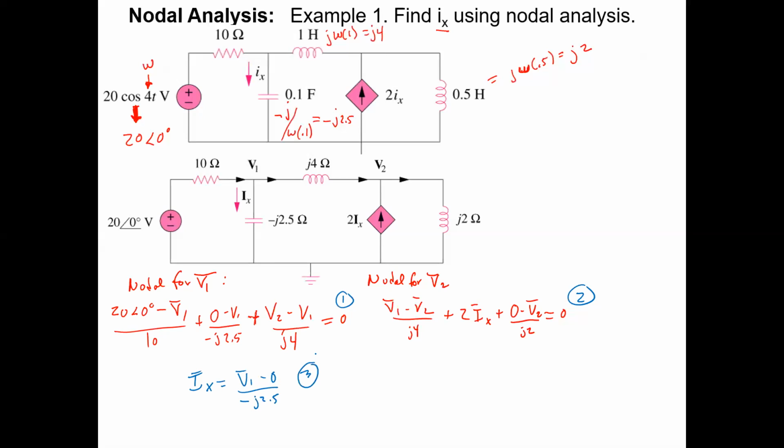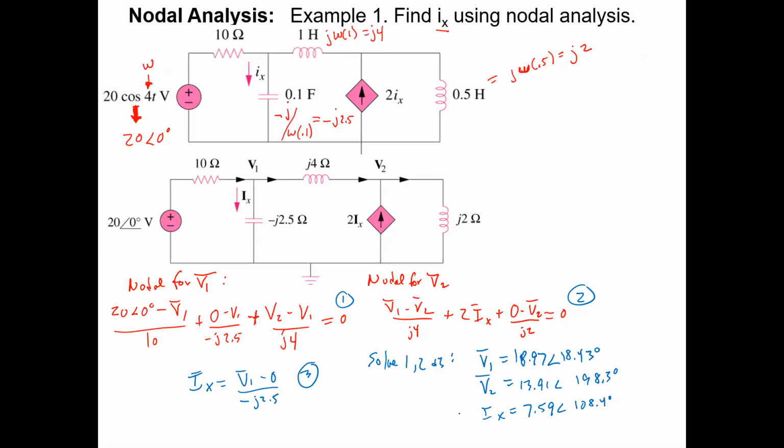We're going to be doing that tomorrow in the lab. So it's just more practice in the computational part of this. We solve 1, 2, and 3. That's going to give us that V1 equals 18.97 angle 18.43 degrees. V2 equals 13.91 angle 198.3 degrees. And Ix equals 7.59 angle 108.4 degrees.